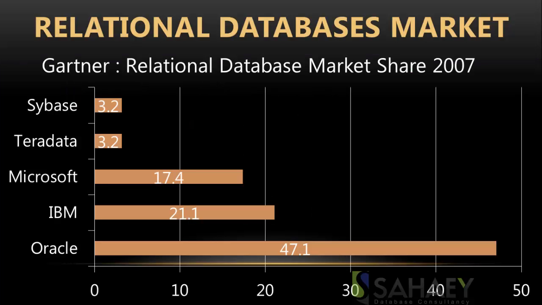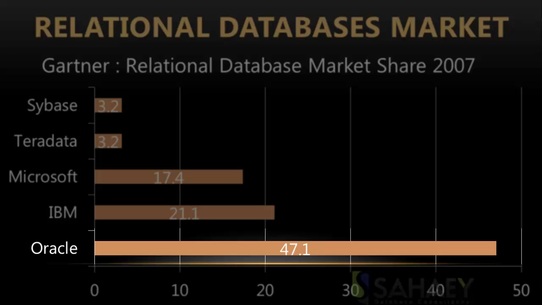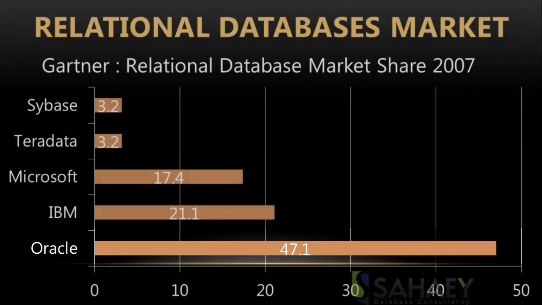Oracle was the first company to offer commercial RDBMS in 1979. Since then, Oracle has consistently maintained its lead in the RDBMS market. According to the Gartner 2007 report, Oracle is the world leader in the RDBMS market with a revenue share of 47%. Oracle is followed by IBM DB2 and Microsoft SQL Server with 21% and 17% shares respectively.